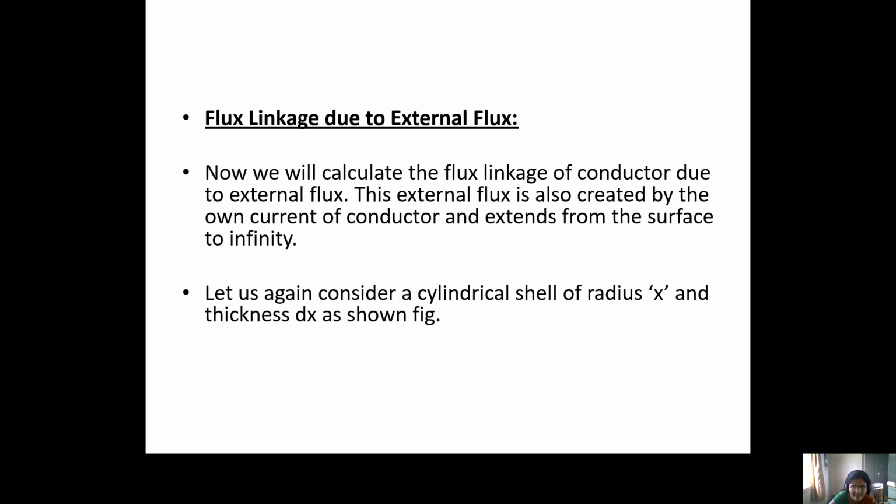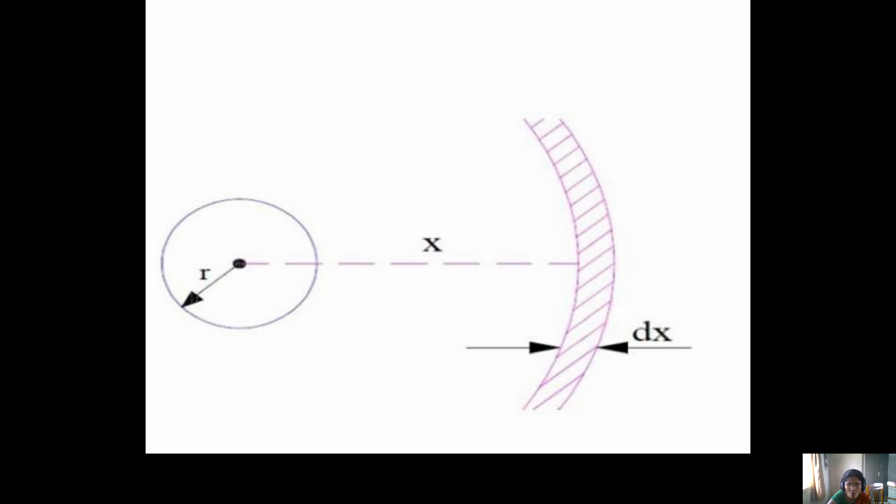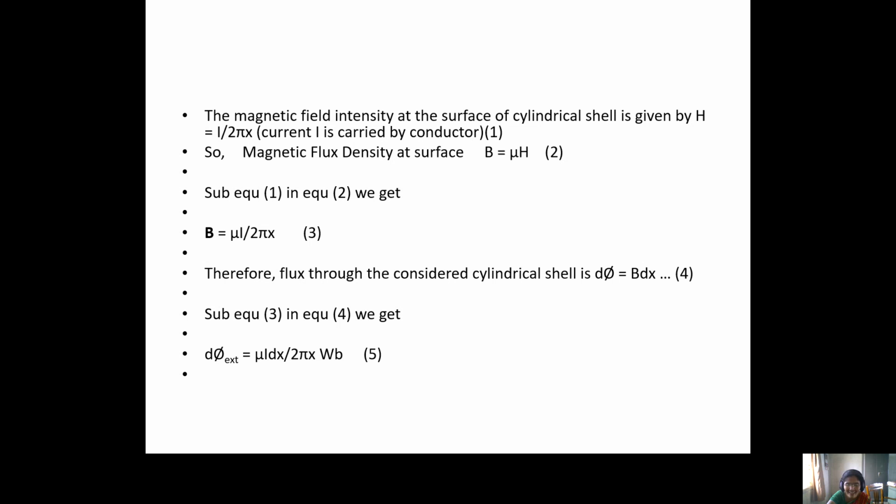Let us again consider a cylindrical shell of radius x and thickness dx as shown in the figure, same as the previous one. Now you have to calculate the external flux. The magnetic field intensity at the surface of the cylindrical shell is given by H equal to I by 2πx, since current I is carried by the conductor. Magnetic flux density B equal to μH. Here you write I by 2πx, so B equal to μI by 2πx.